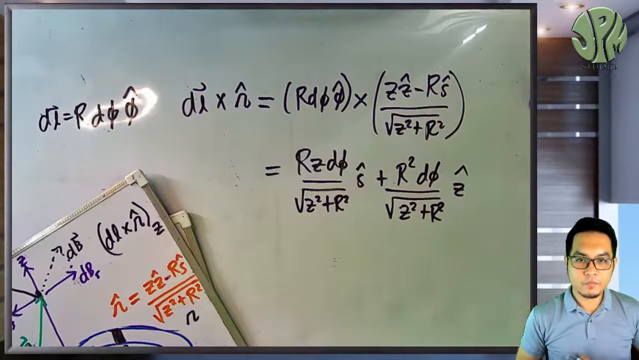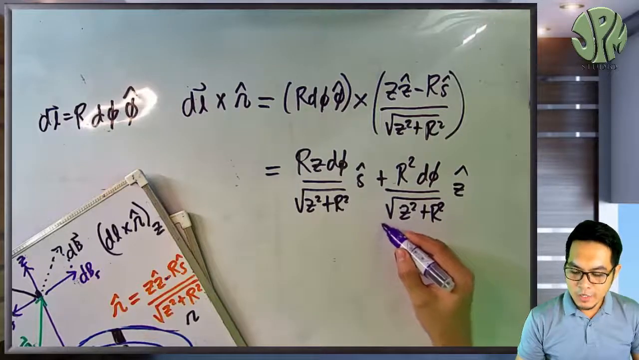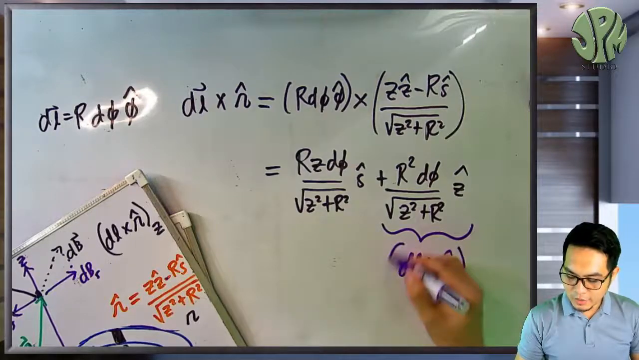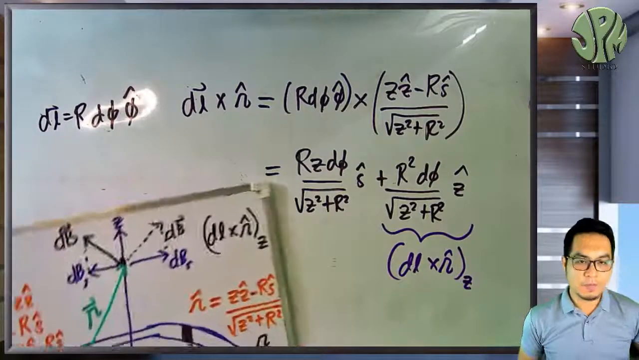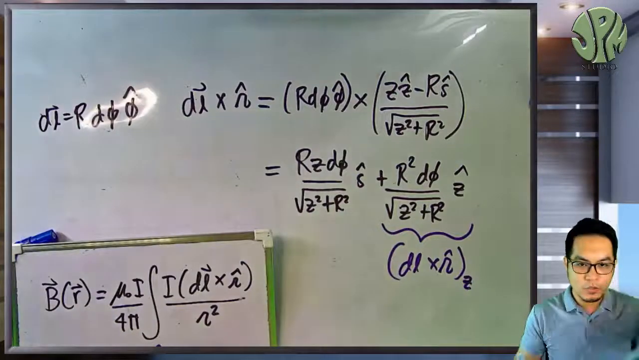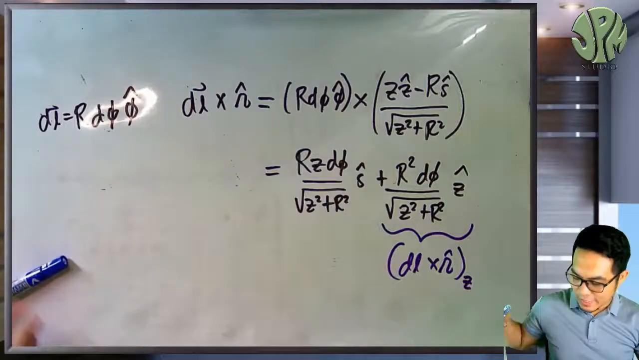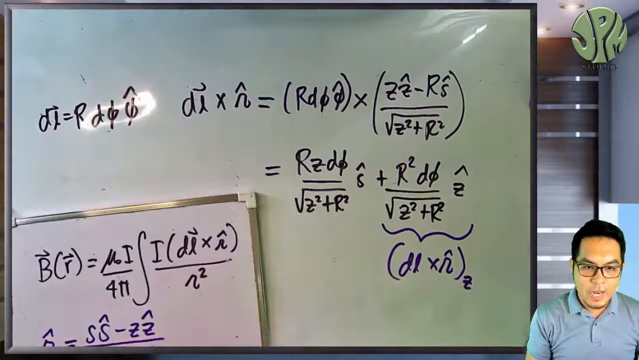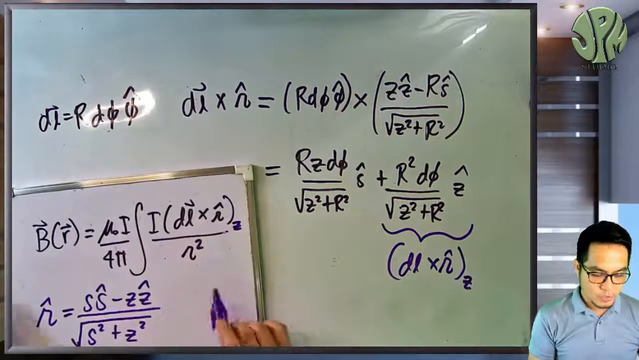Okay, so the dl cross r hat has two components, the s hat component and the z hat component, and only this component will remain. So this z component of dl cross r hat will contribute to the magnetic field. But again, the s components will actually cancel each other out. You can justify that by saying that due to symmetry, the s components of dl cross r will cancel each other out, so you are allowed to only use the z component.